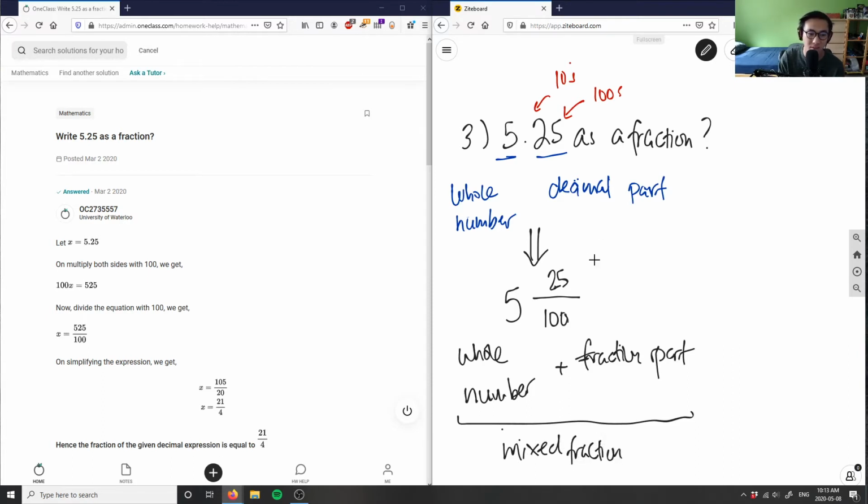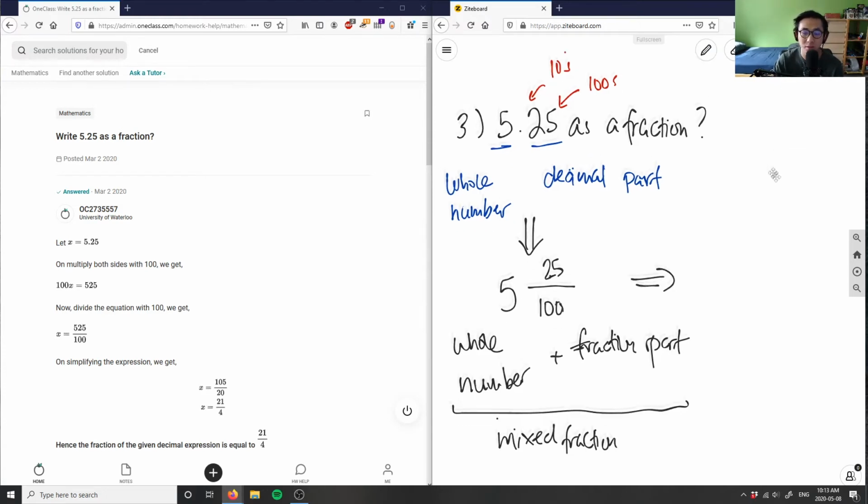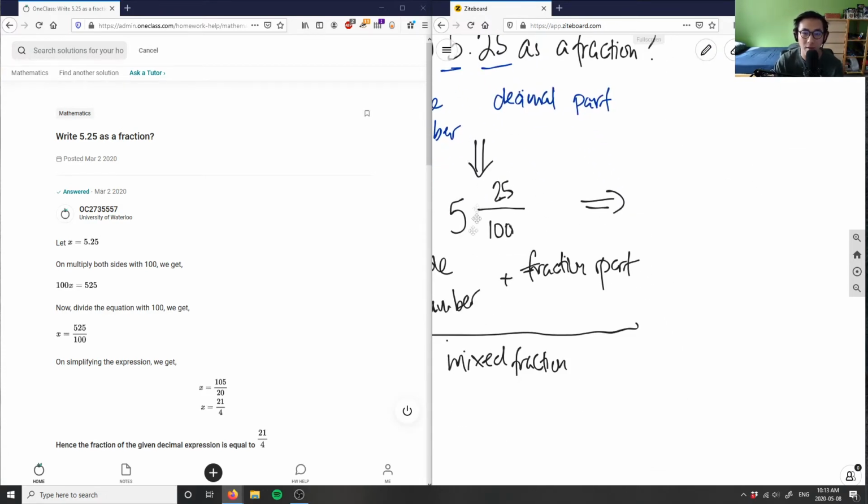And then finally, if I want to convert this into an improper fraction, so that it only has one fraction, I'm going to use this formula. I would take the whole number here and multiply it by the denominator. So 5 times 100 is 500, and then I add the numerator here, so 500 plus 25 is 525. So my improper fraction will have a numerator of 525, divided by the denominator, which remains the same, 100. So 525 over 100 would be my improper fraction here.